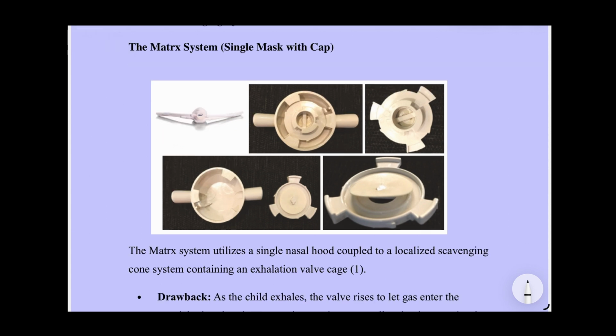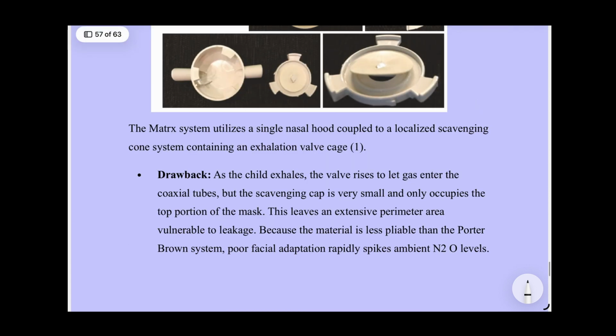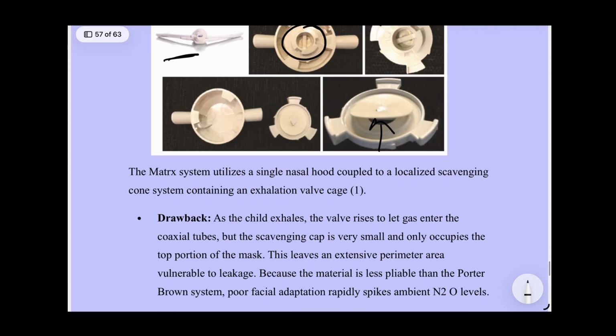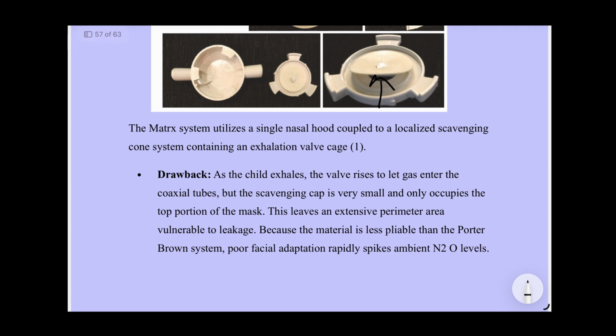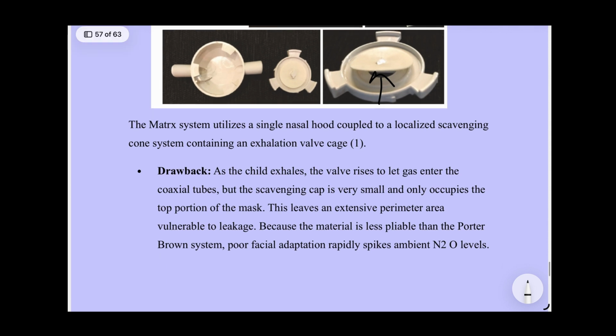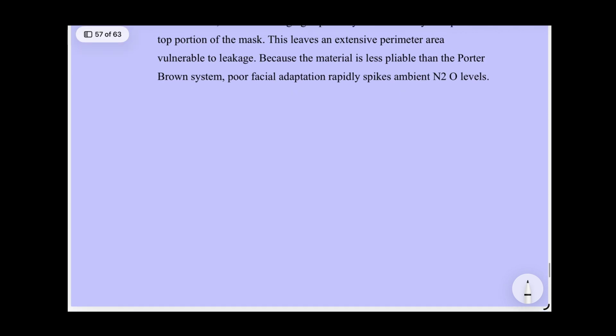Matrix system, single mask with cap. The Matrix system utilizes a single nasal hood coupled to a localized scavenging cone system containing an exhalation valve cage. The drawback is, as the child exhales, the valve rises to let gas enter the coaxial tube, but the scavenging cap is very small and only occupies the top portion of the mask. This leaves an extensive perimeter area vulnerable to leakage. Because the material is less pliable than the Porter-Brown system, poor facial adaptation rapidly spikes the ambient nitrous oxide levels.